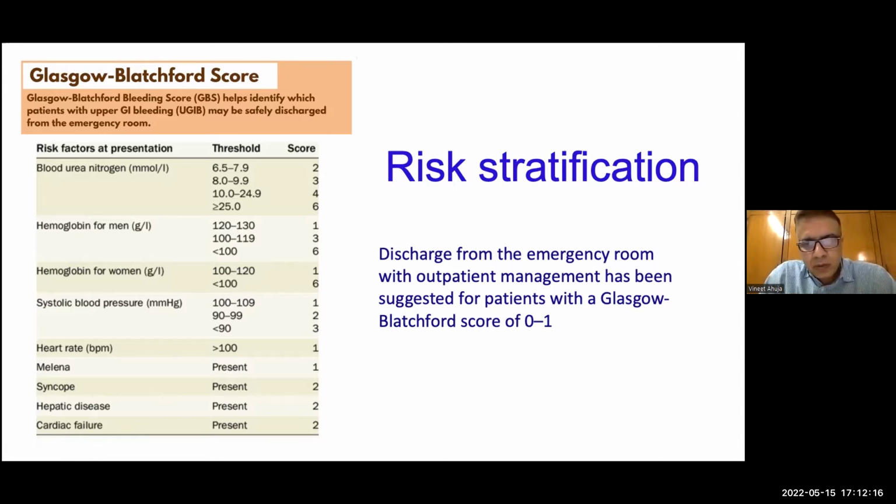If the score is more than 1, then the chances of rebleed are there. If the score is more than 6, the chances of rebleed are 50%, so you definitely have to admit the patient. However, if the score is less than 2, that is between 0 and 1, then the chances of rebleed are minimal, less than 1%, and you can safely discharge the patient with medical therapy.